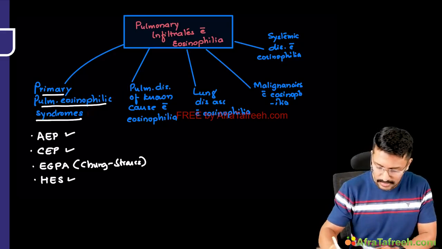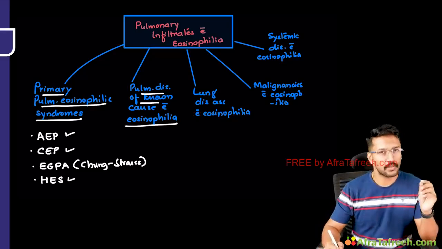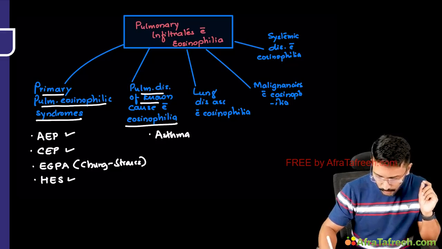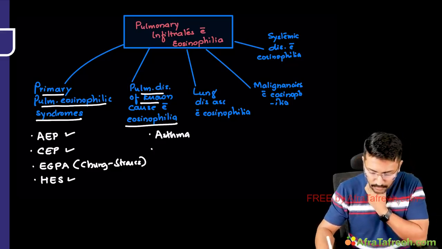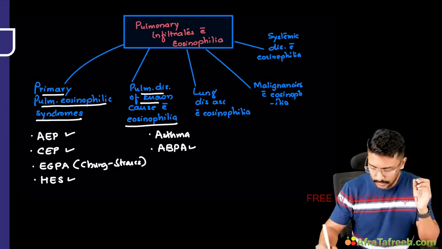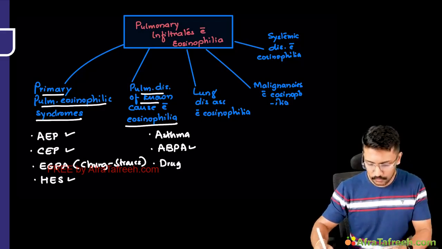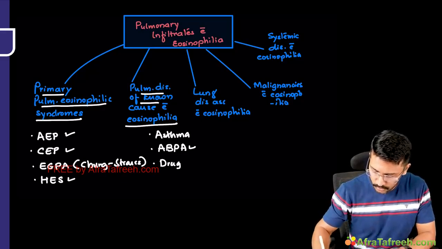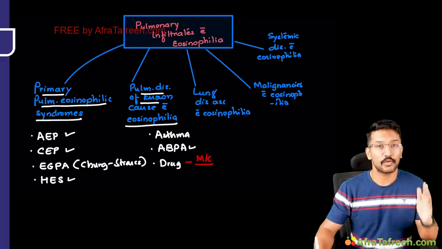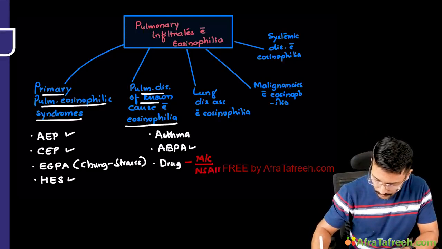Then we have pulmonary diseases of known cause where eosinophilia is also known to occur. The first example I can quote is bronchial asthma. The second example is allergic bronchopulmonary aspergillosis, for which I have made a separate video. Then it can be drug-induced conditions where there is pulmonary eosinophilia occurring. And when we talk about drug-induced, I want you to remember the most commonly associated drugs which are known to cause pulmonary infiltrates and pulmonary eosinophilia are NSAIDs and antibiotics.